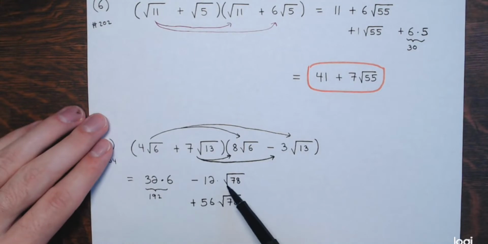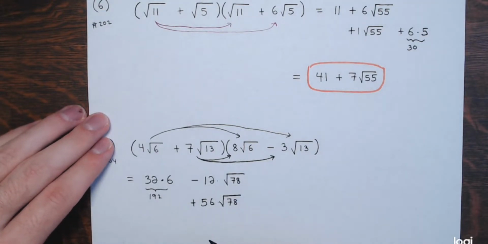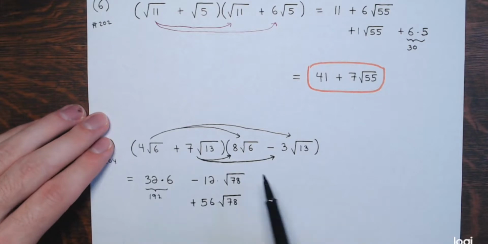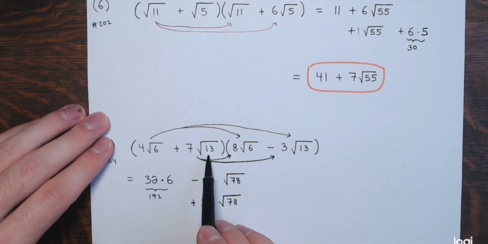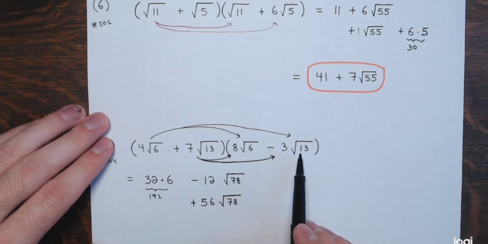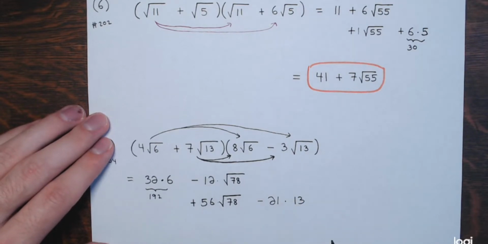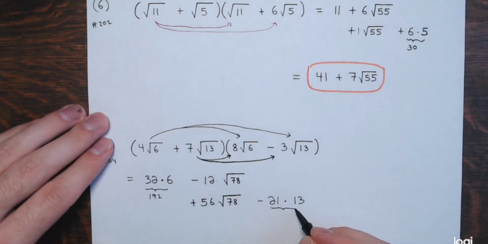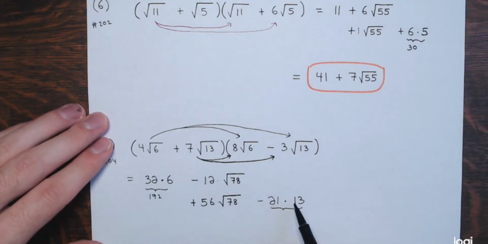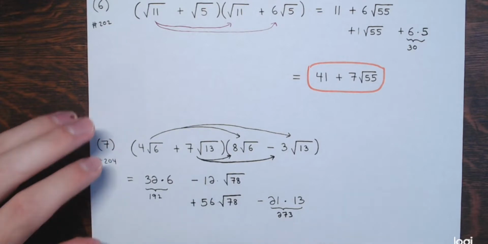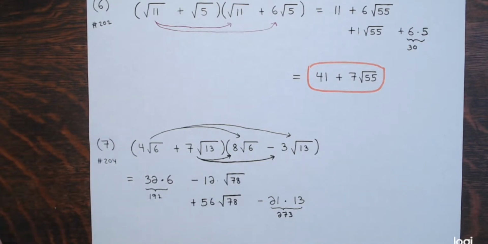And that term will go together with the negative 12 times the square root of 78 we had a second ago. And then finally, we have 7 times the square root of 13 times negative 3 times the square root of 13. 7 times negative 3 is negative 21 times, and then square root of 13 times square root of 13 is just 13. Okay. And if you multiply 21 and 13, 21 times 10 would be 210, plus 21 times 3 is 63. That's 273.